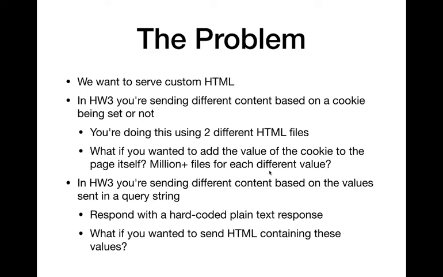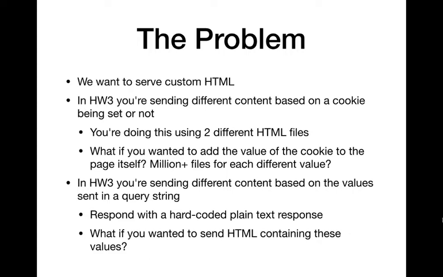How do we do that? How do we address that situation? The last part of homework 3, we did do something like this. You took the values from the query string and served custom content based on those values. But we craftily used plain text instead of HTML to get around that issue as well. So we sent plain text, we just concatenated a string and then sent it on its way, instead of embedding that information inside HTML itself.